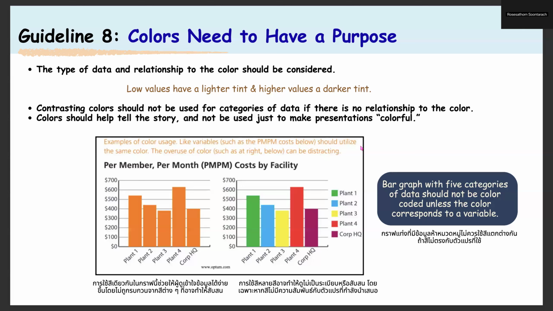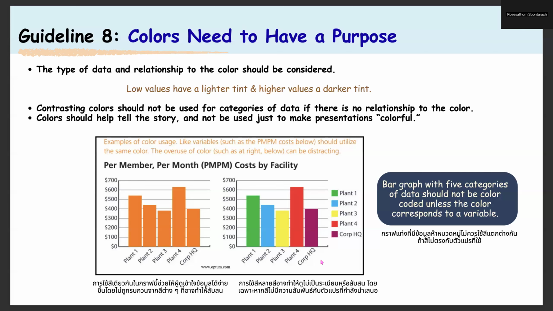And colors need to have a purpose. The types of data and relationship to the color should be considered. You need to use lighter tint with low values and use the darker one with the higher values. Contrasting colors should not be used for categories of data if there is no relationship to the color. Color should help to tell the story and not be used just to make the presentation colorful.